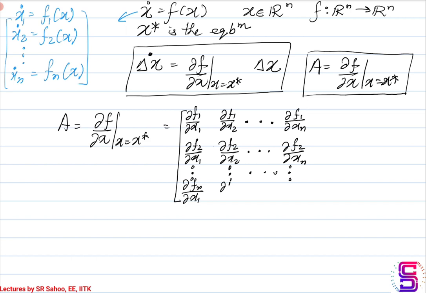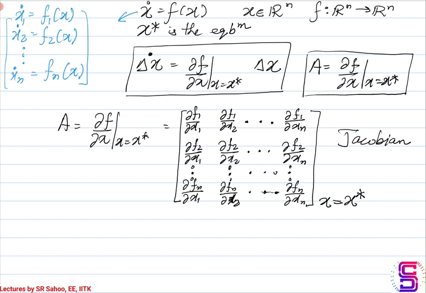del fn by del x1, then you have del fn by del x2, and so on. I should say it is dou, not del. So with dou fn by dou xn, these n cross n number of partials have to be evaluated at x equal to x star. So this is the del f by del x matrix, and it is also known as the Jacobian of f.